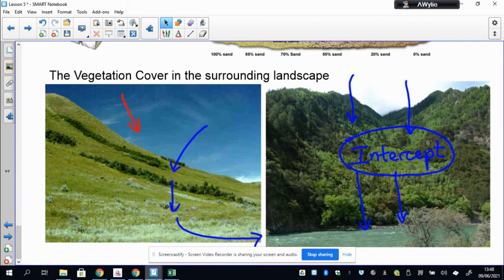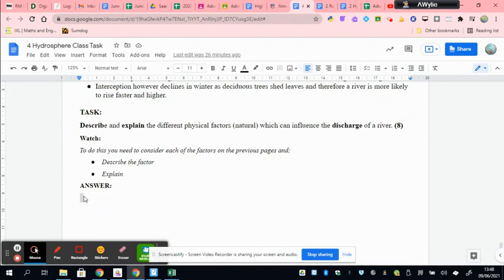You should have been, hopefully, as you've moved your way through this answer, using each idea to describe the factor and then explain the factor. How does it work? How does it influence the discharge of the river? Good luck.